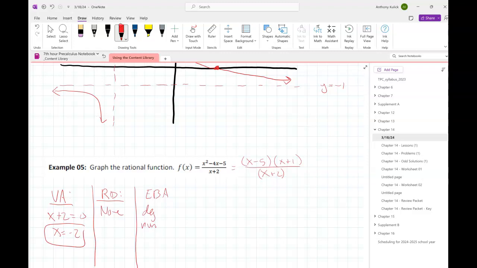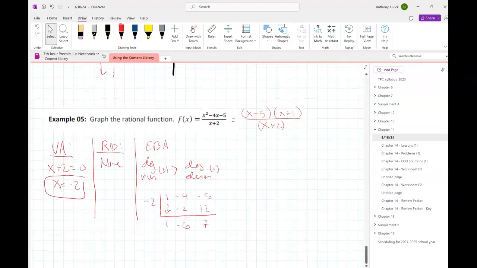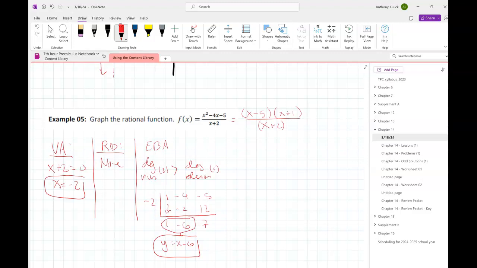What's the degree for the numerator? It's 2. What's the degree for the denominator? 1. Uh-oh, that's the polynomial division situation, but fortunately, it's not too bad because it's a synthetic division situation. Boy, howdy, I like that. Makes life quite a bit easier.